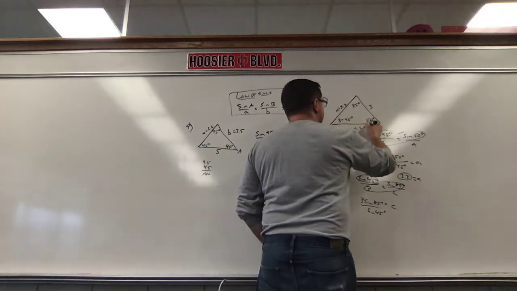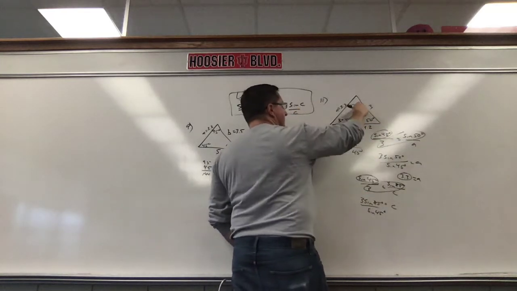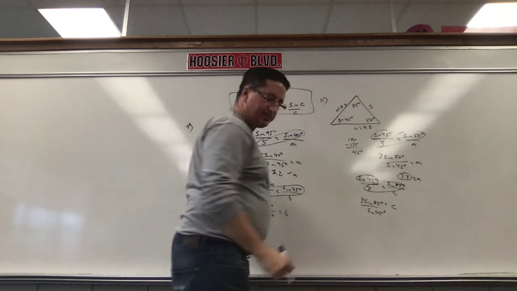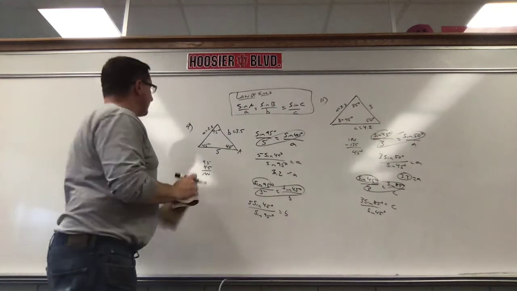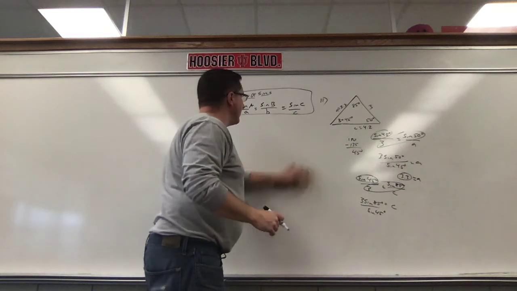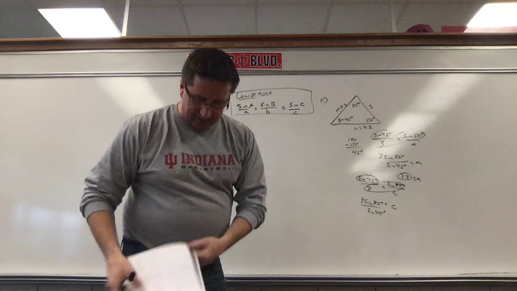C is about 4.2. And again, biggest angle, biggest side, yep. Smallest angle, smallest side, yeah. That looks good. Again, that doesn't prove it's right, but if it doesn't work out, then you definitely made a mistake somewhere. Let's look at number 13.